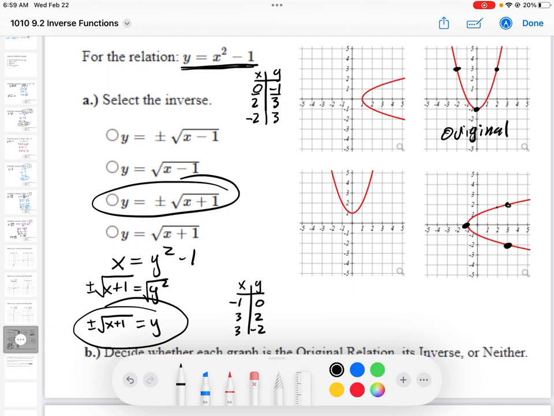In this case, the inverse is not a function because it doesn't pass the vertical line test, but it would still be the inverse of the relation. And so this would be the original, this would be the inverse, and then these other two would just be neither. And that's how you'll solve those problems.